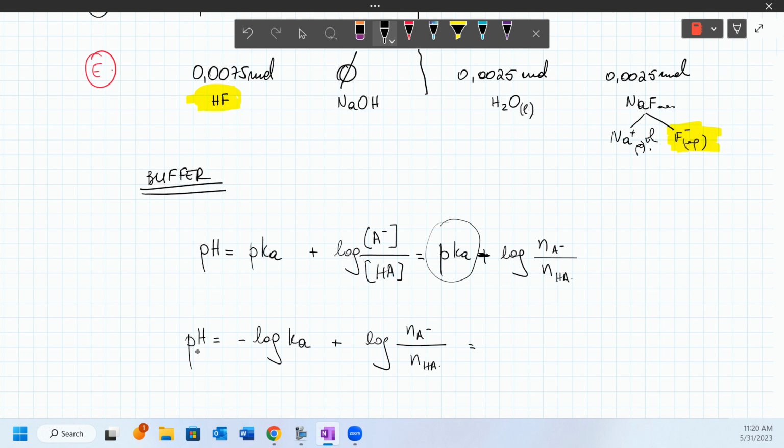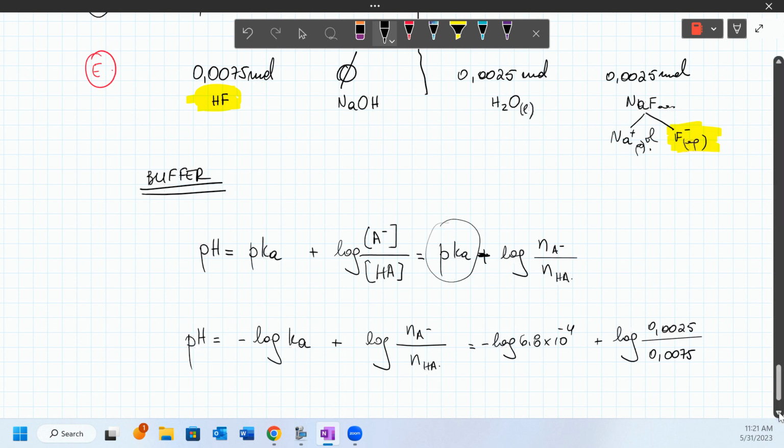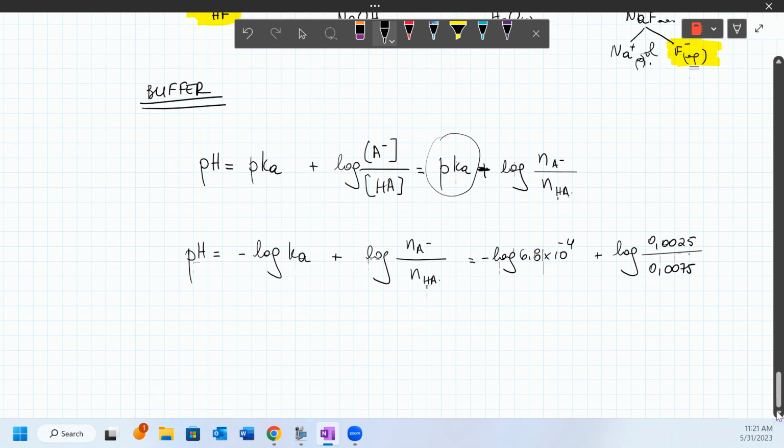Okay? So this will be negative log of the Ka value, which was 6.8 times 10 to the power of negative 4, plus log of 0.0025 moles of the conjugate base F minus over 0.0075. So instead of doing the ice table again, you boom have the pH of the buffer using the Henderson-Hasselbalch formula. So pH will be 2.7.